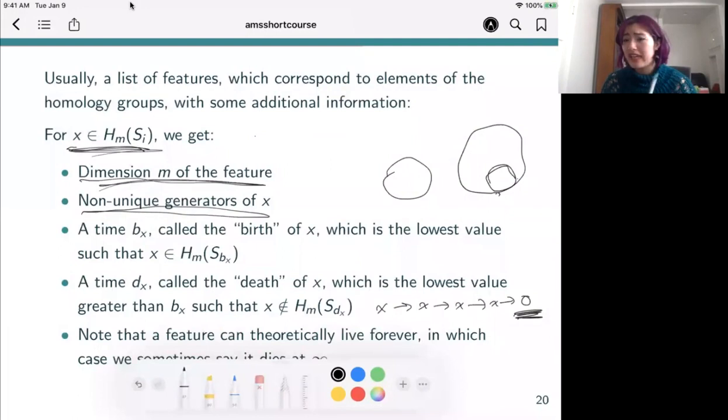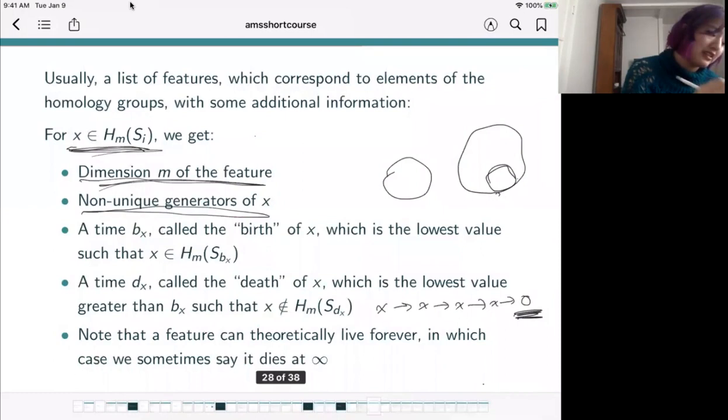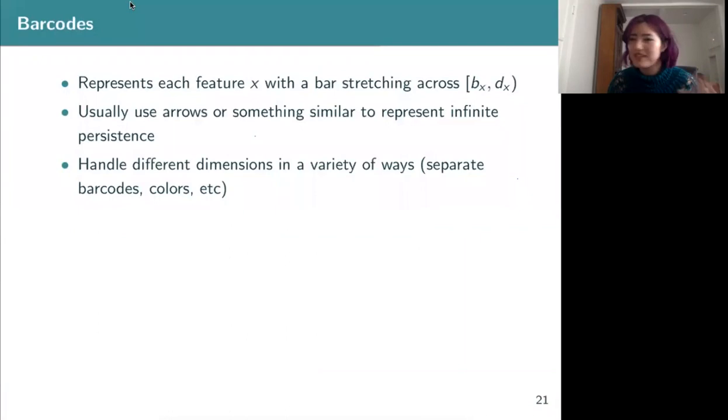Noticeably, it's possible that it never becomes zero. And if it never becomes zero, then we're going to refer to it as an element that has infinite persistence. Okay, so once you have this list of things, you can do a lot of different kinds of representations. I'm going to go through two or three of the most common ones, and then I'll break for final questions. So the first thing you can do is something called a barcode.